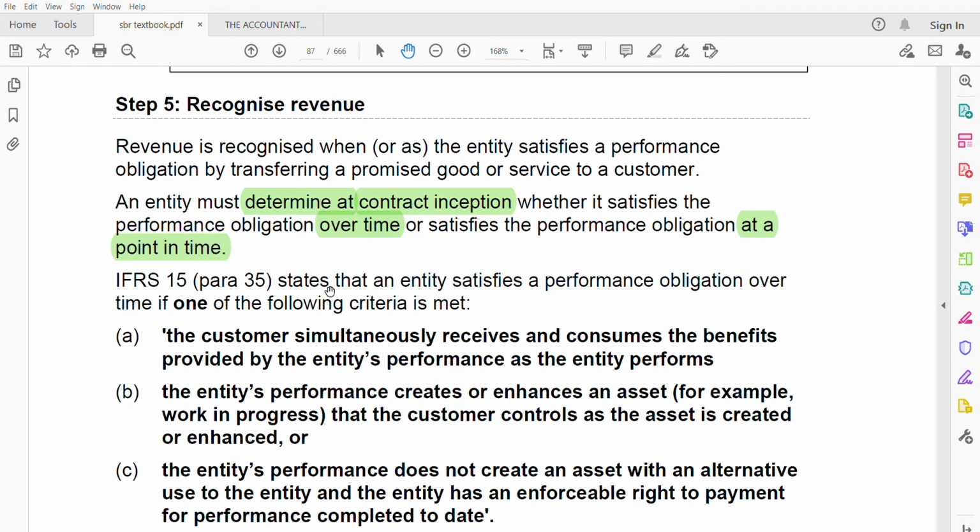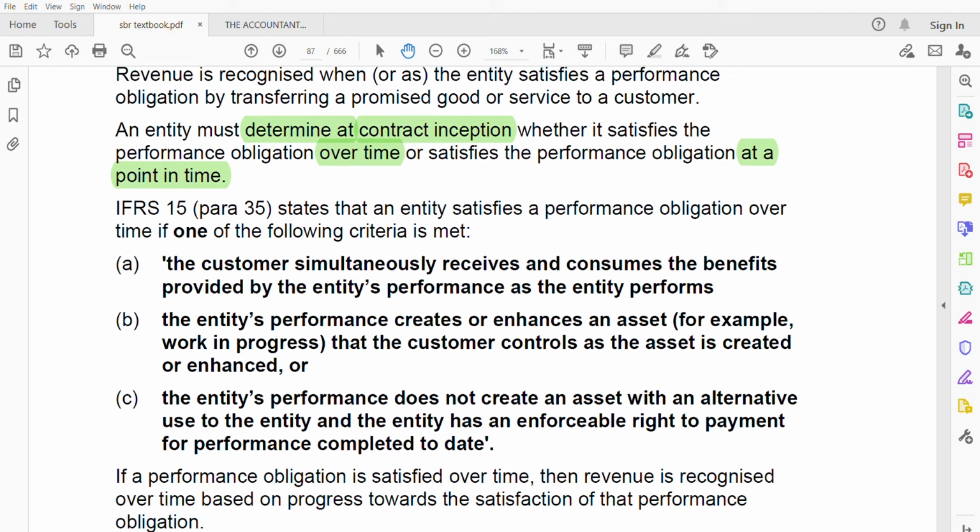So they state that an entity satisfies a performance obligation over time if one of the following criteria is met. If any one of it is met, it is over a period of time. Like technical support, okay? Number one, customer simultaneously receives and consumes the benefits provided by the entity's performance as the entity performs. For example, technical support. The moment you are giving that technical support, customer is benefiting. Simultaneous is happening together. You are giving it at the same time, customer is benefiting.